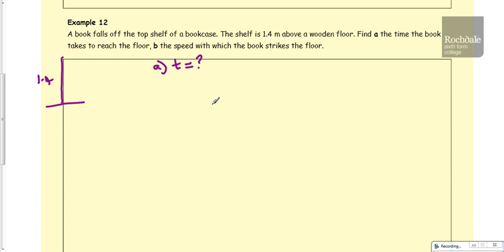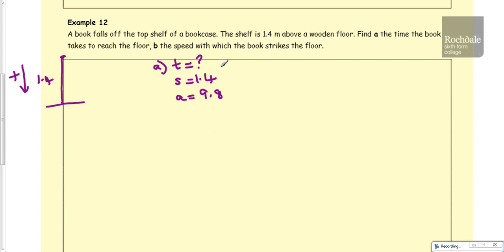Now, it would seem that we don't actually know very much here. We know that the distance that it's fallen, its displacement from the starting point at the top, is 1.4. What else do we know? Well, we know that the acceleration due to gravity is 9.8. Now, because this book is moving downwards and gravity acts downwards, I think I'm going to take downwards as positive on this question. It doesn't matter which way you take it in any question as long as you're consistent with all your measurements. So I'm going to take downwards as positive, which means 9.8 is positive.